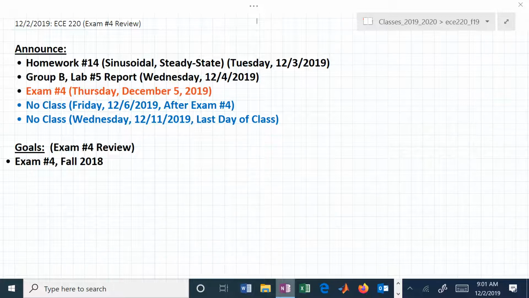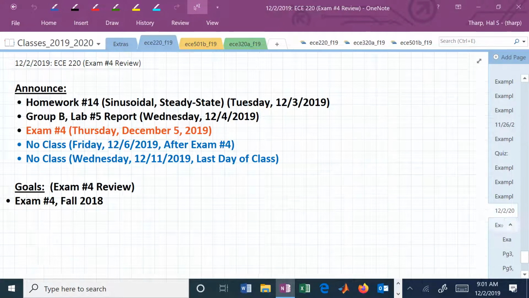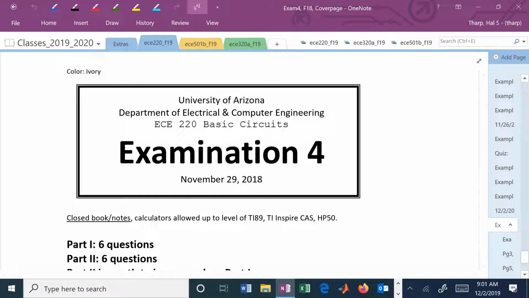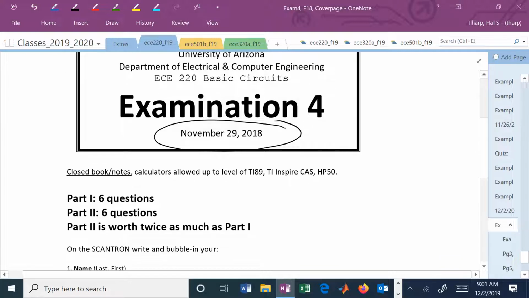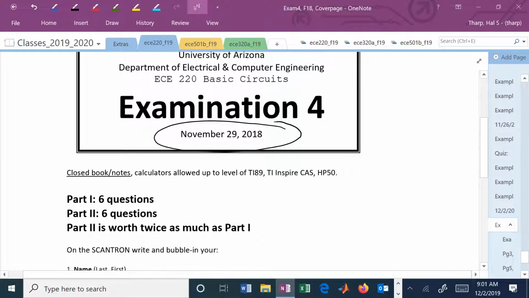Let's get started with the review for exam number 4, and again, this is for last fall's class. There are 12 questions. What I thought I would do is jump back and forth between part 1 and part 2, so I don't spend the whole time on part 1, which is basically just a third of the points available to you on exam number 4.